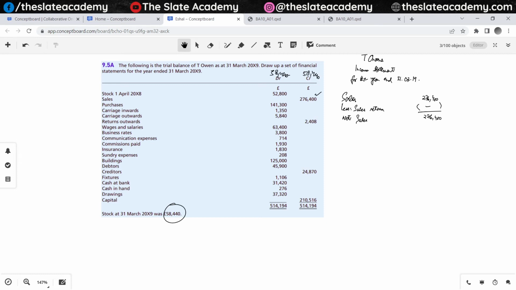Then I say less cost of goods sold. Acha ji, the first item in cost of goods sold is opening inventory. How much is my opening inventory over here? Stock 52,800. Then I add to that purchases. How much are purchases? 141,300.